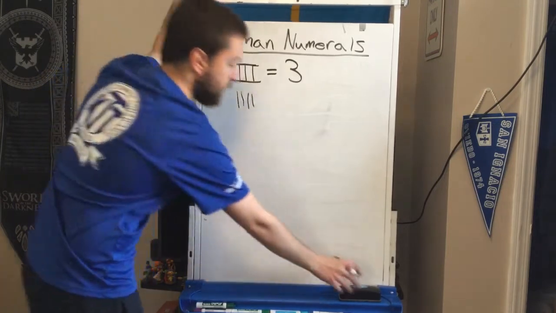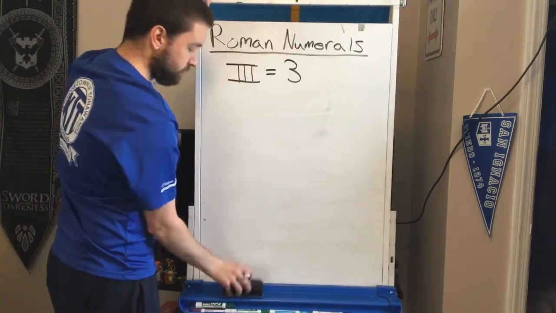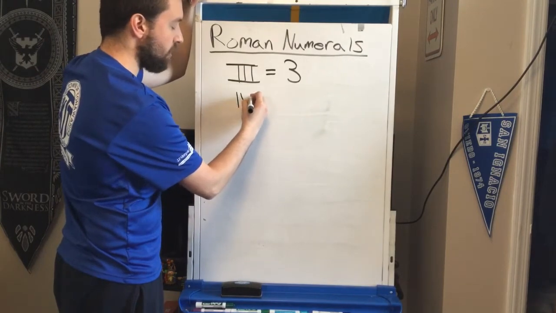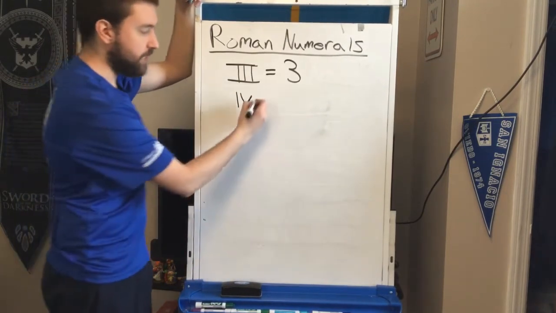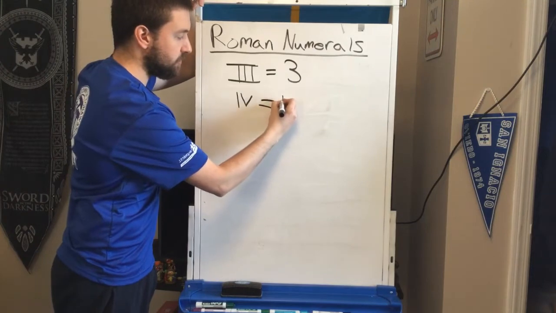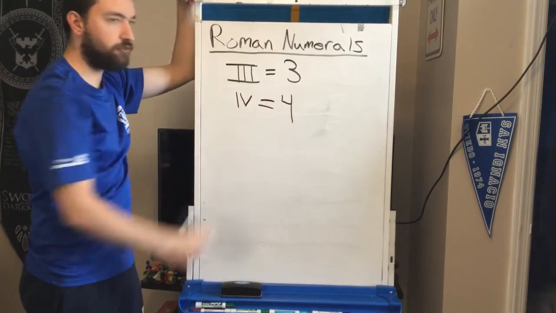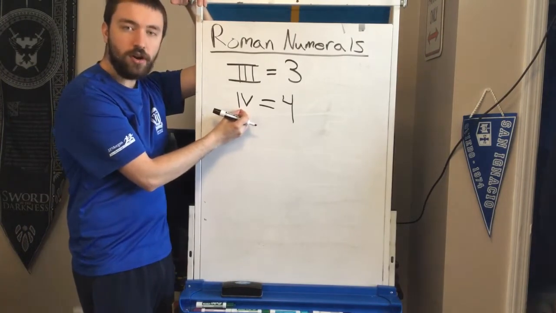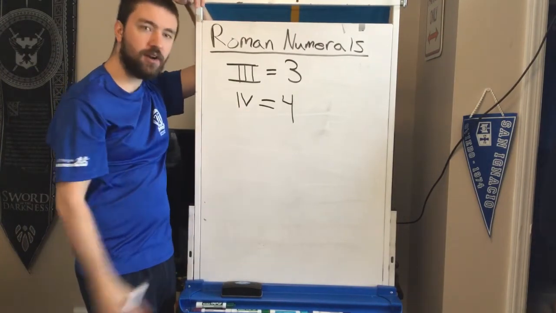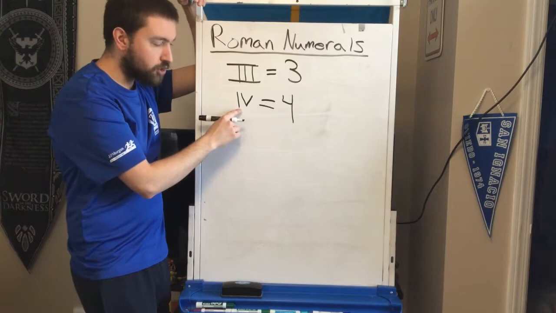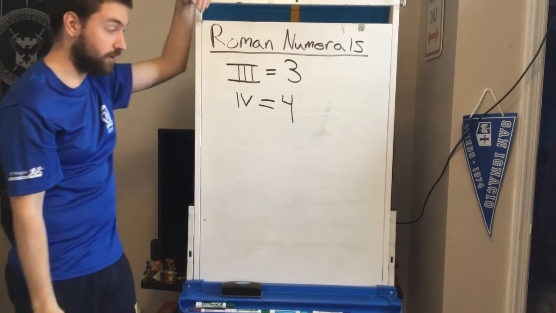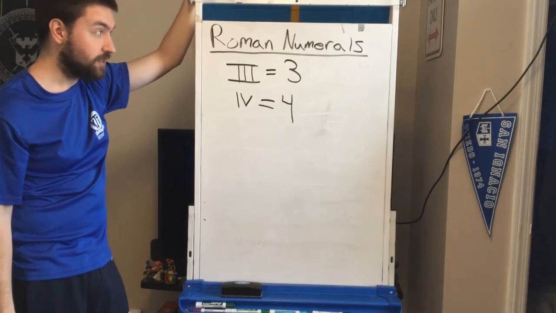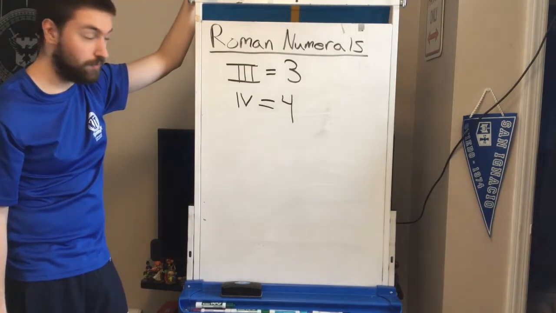The way 4 is actually written now is 1 before 5. That's how we would read this. 1 before 5. So if you ever see a lower number in front of a higher number, you have to subtract it from the higher number. Kind of crazy, right? Who knew Roman numerals would be so difficult?